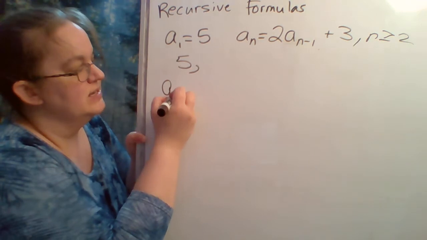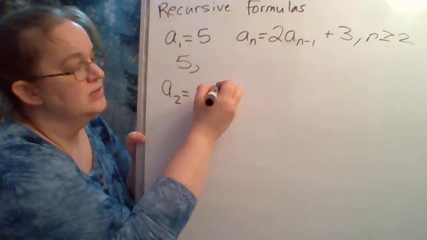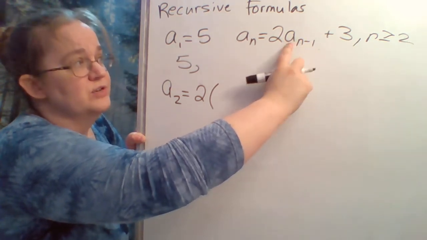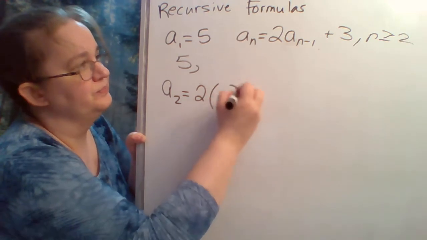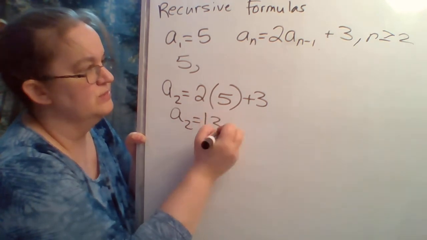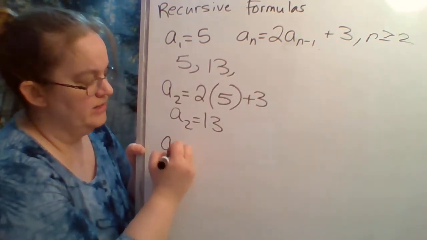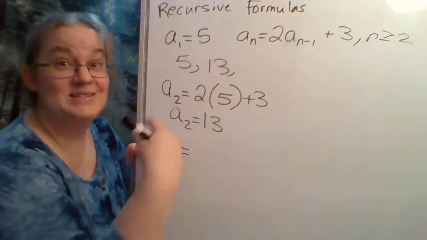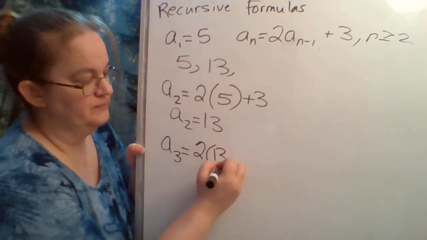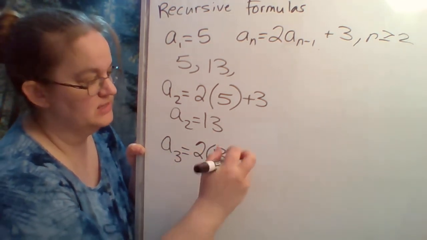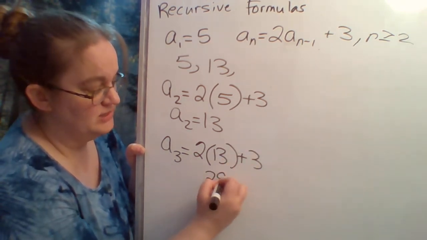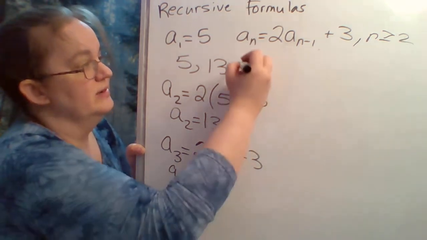In order to find the second term, I need to do 2 times whatever the first is, because this would be 2 minus 1, which would be 1, so it would be the first term in the sequence, plus 3. 10 plus 3 is 13, so my next term is 13. To find the third term, I need to know the second term. So I'm going to do 2 times the second term, which was 13, so it's 1 less than the one I'm looking for, plus 3. This would be 26 plus 3 is 29. So the third term is 29.